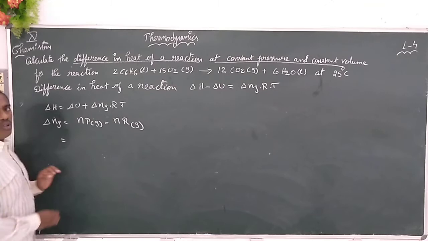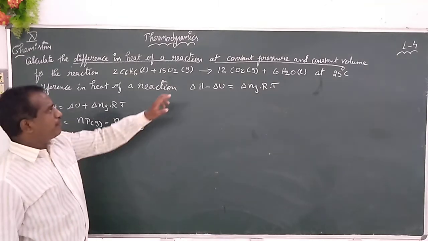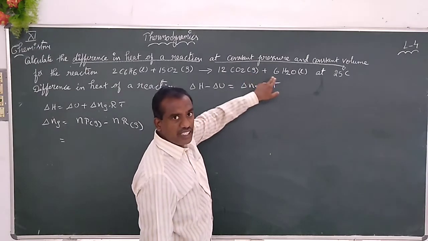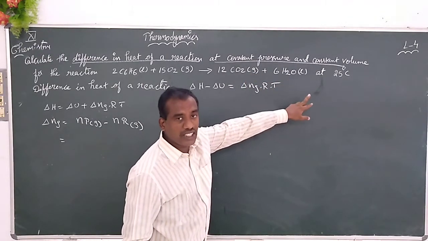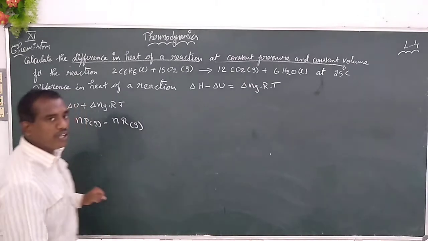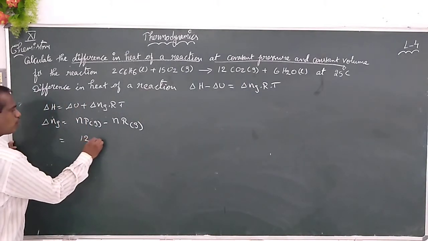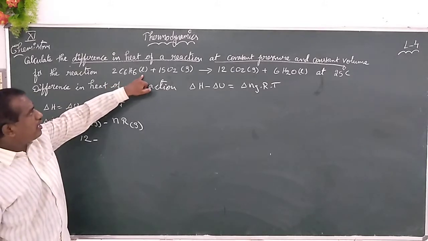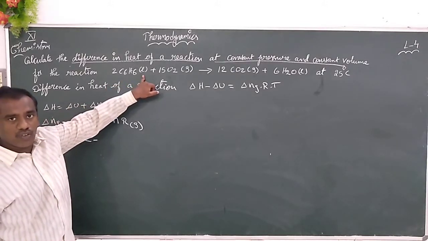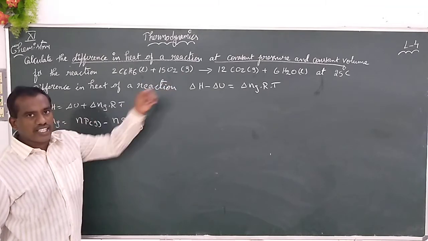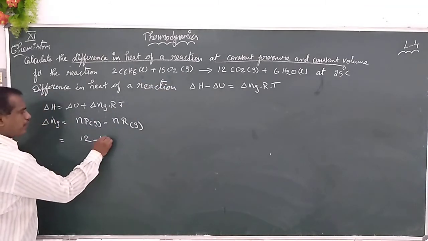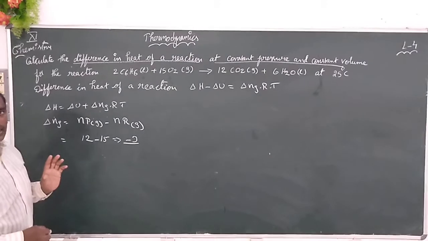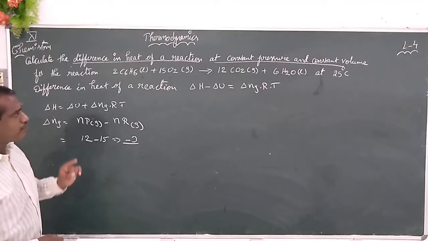What are the number of moles of products present in the gaseous state? In the products, 12 moles of carbon dioxide gas are there and 6 moles of water in liquid state. So gaseous products, there are 12 moles, minus number of moles of gaseous reactants. Here benzene is in the liquid state, we need not consider it. 15 moles of oxygen gas is there. 12 minus 15, how much are you getting? Minus 3. So delta Ng is equal to minus 3.